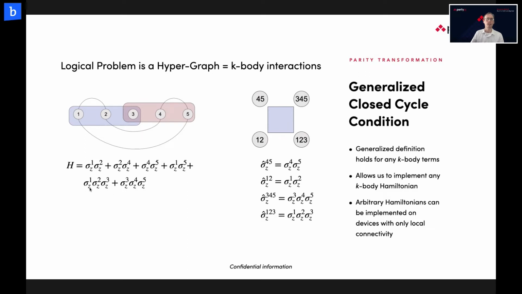So the point is that for every term in this Hamiltonian, I'm going to define a physical spin, which is equal to the product of the logical spins. So here are the physical spins with a hat on them.